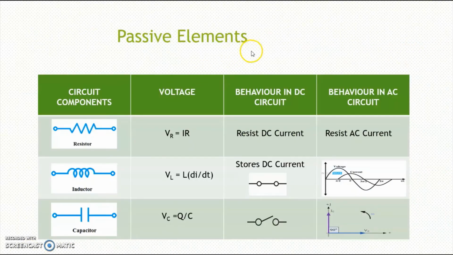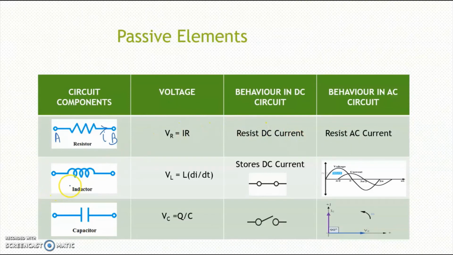Let's see about the passive elements and their behavior in DC as well as in AC circuit, how it behaves. Okay, here we have circuit components, that is resistor, inductor and capacitor. So this is the voltage across the resistor. Voltage across the given resistor is the product of current through the given resistor, I, and the value of resistance. Okay, so in the case of DC circuit, it just resists the DC current, and it doesn't make much difference in DC and AC circuit. In both circuits, it just resists the current flow of charges.